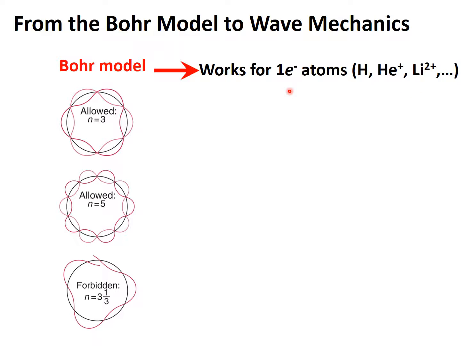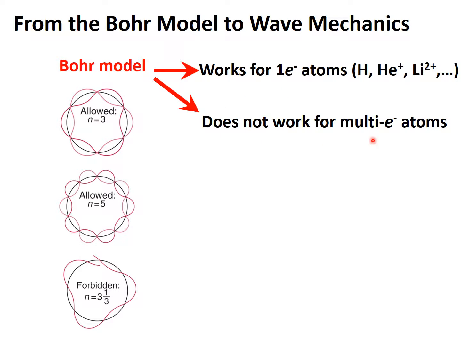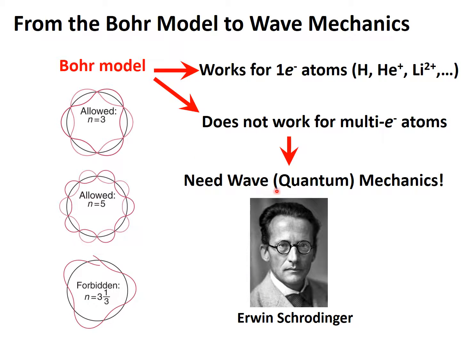Another problem with the Bohr model is that it does not correctly predict the emission spectra for multi-electron systems, which are essentially all the other atoms in the periodic table. So in order to address this shortcoming, we have to develop a new model which is based on wave mechanics or quantum mechanics and was developed by Erwin Schrödinger.